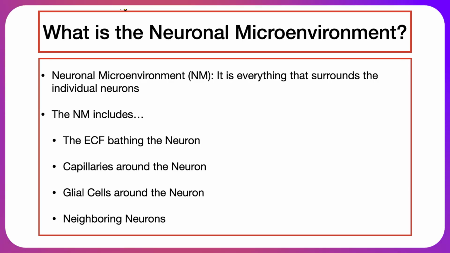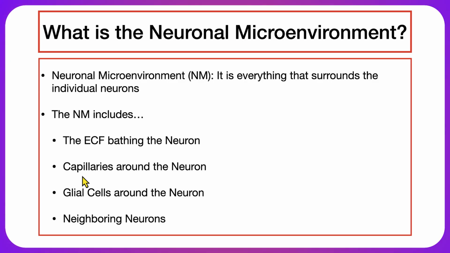This means that the neuronal microenvironment can include the extracellular fluid bathing the neuron. This extracellular fluid that bathes a neuron is also called brain extracellular fluid. The second part of the neuronal microenvironment will include the capillaries around the neuron. It's also going to include the glial cells that are around the neuron, as well as all the neighboring neurons to that neuron. So all these things make up the neuronal microenvironment.